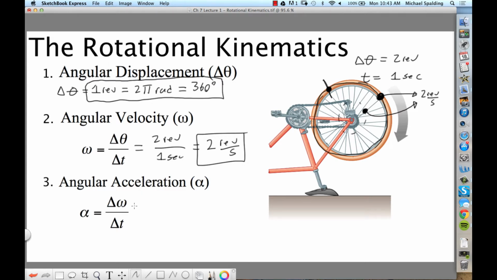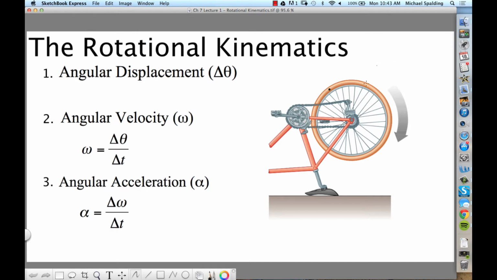Okay? Now, angular acceleration. Let me give you an example. Let's say that this bicycle wheel starts at rest. The initial angular velocity is 0 revolutions per second. Starts at rest, and then the final angular velocity is 6 revolutions per second. That'd be really moving, 6 times around in 1 second. And say that all takes place in a time of 2 seconds. The time there is 2. So, is there an angular acceleration?